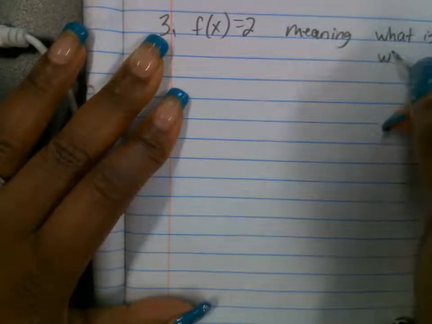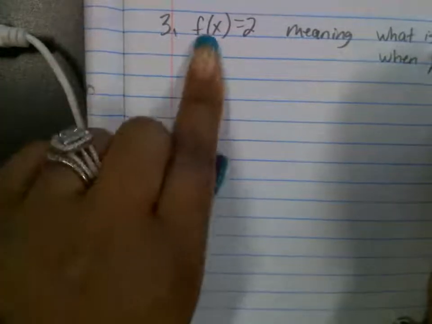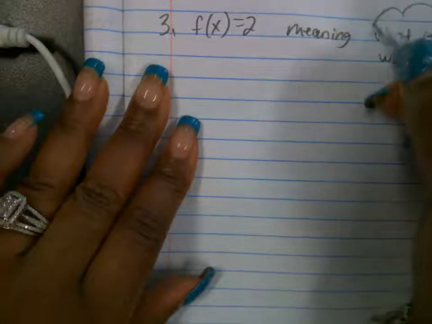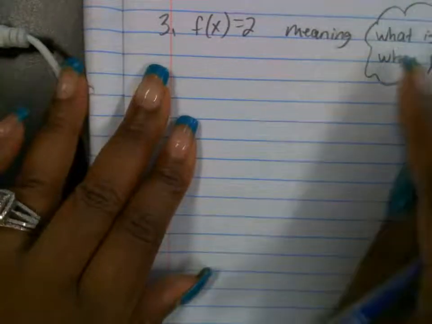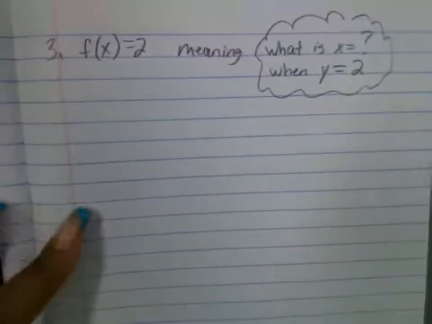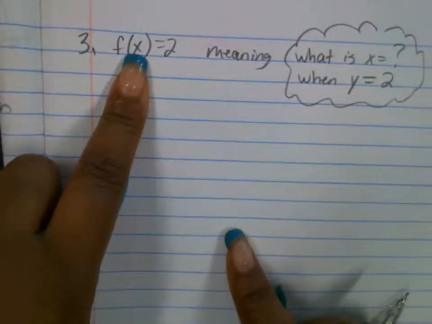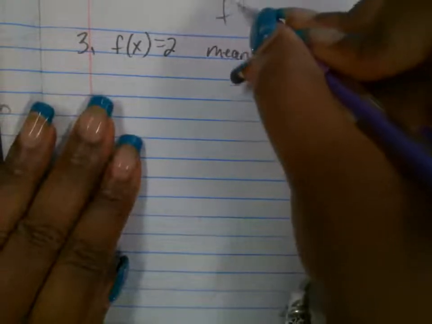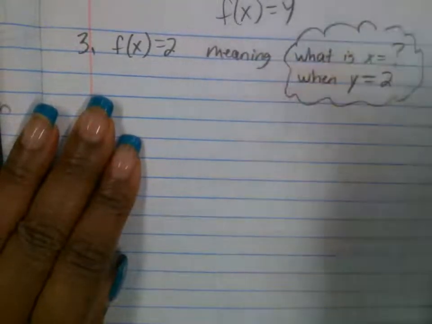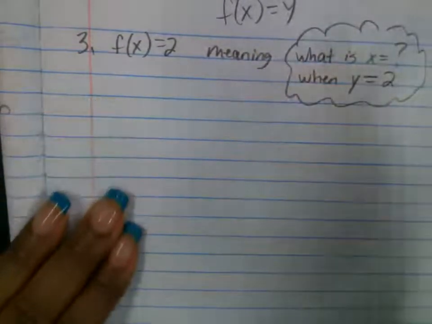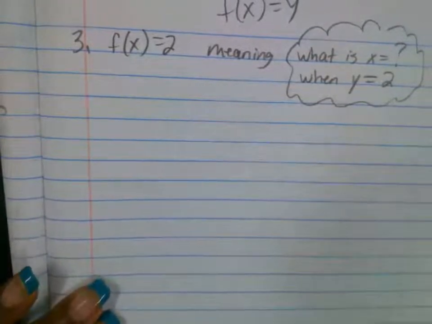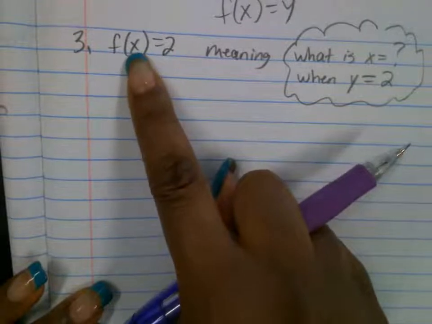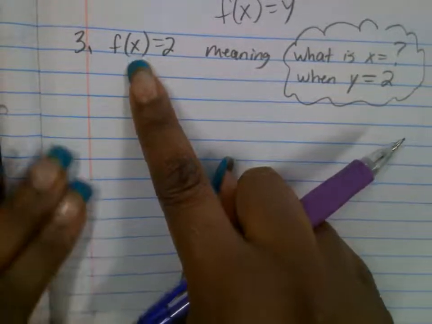Okay, because this f of x is y, is equal to 2. This is what this expression is saying. What is x? Because you see how x is missing? When y is equal to 2, don't forget that f of x is equal to y, or g of x, or h of x, or something of x is equal to y. They gave you what y is equal to, but they didn't give you what's in the parentheses.